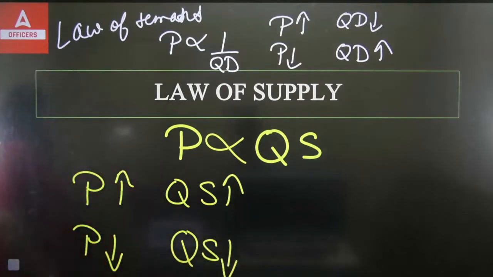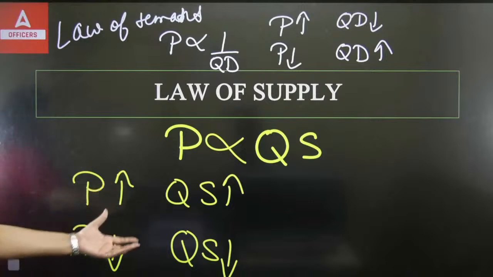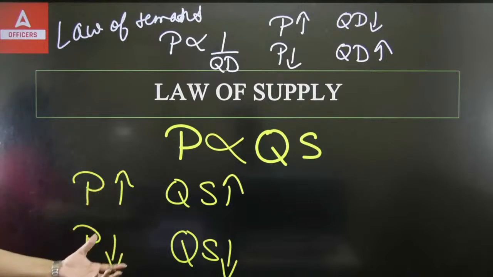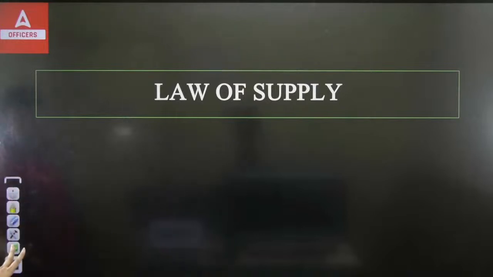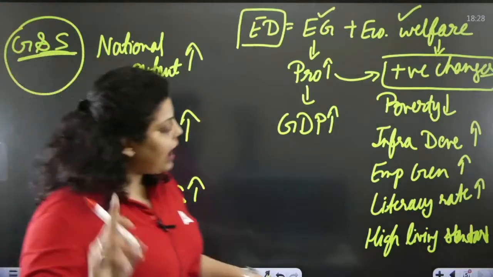Clear? When prices are increasing, quantity supplied will increase. When prices are decreasing, quantity supplied will decrease. This is the relation between price and quantity supplied according to the law of supply. So they have a direct relation. Now, how and why they have a direct relation, let's understand that first.